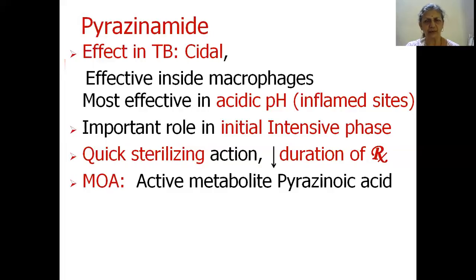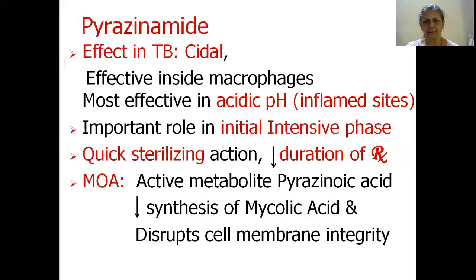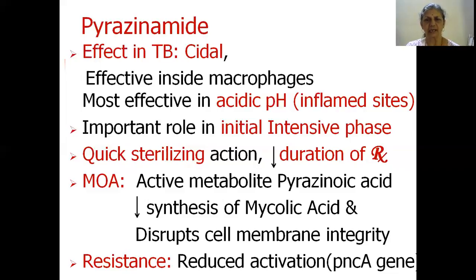Mechanism of action, we discussed, it also inhibits the synthesis of mycolic acid. It is converted into an active metabolite called pyrazinoic acid, which would further bind with an important protein involved and reduce the synthesis of mycolic acid. The protein it binds with is different from the one with which INH or ethionamide bind. The other important action of pyrazinoic acid is also disrupting cell membrane integrity. So it's working by two mechanisms.